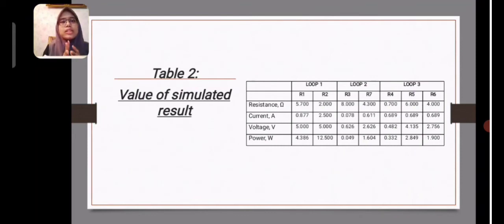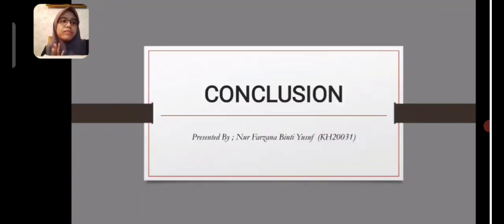For the second table, this shows the value of the simulated result. We also use a simulator in our circuit project. So that is the simulated result. We got all the values of current, voltage and power for all the resistors. Most of the values of the simulated result in loop 1 are higher than the manually calculated values, but the manually calculated values for loop 2 and loop 3 are higher than the simulated results. So I will continue with the conclusion of this project.